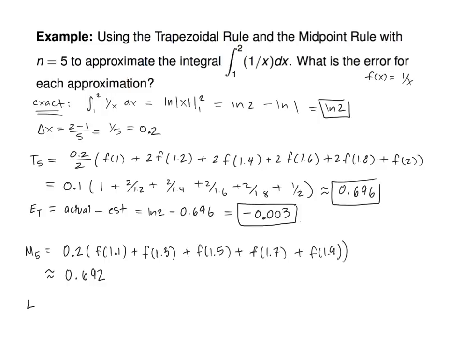So the error in this case is the actual minus the estimate. So ln 2 minus 0.692, which is 0.001. It's like 3 times more accurate.